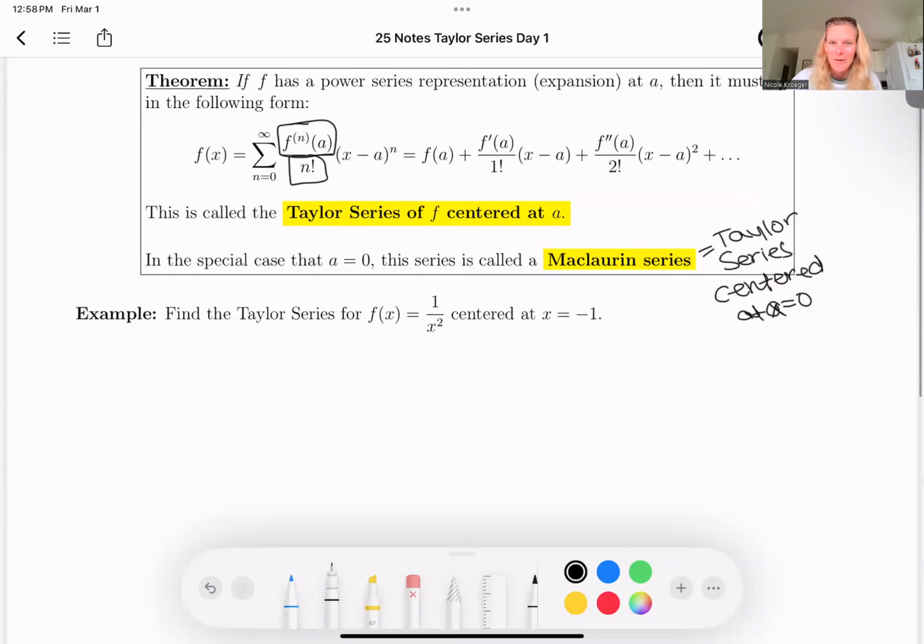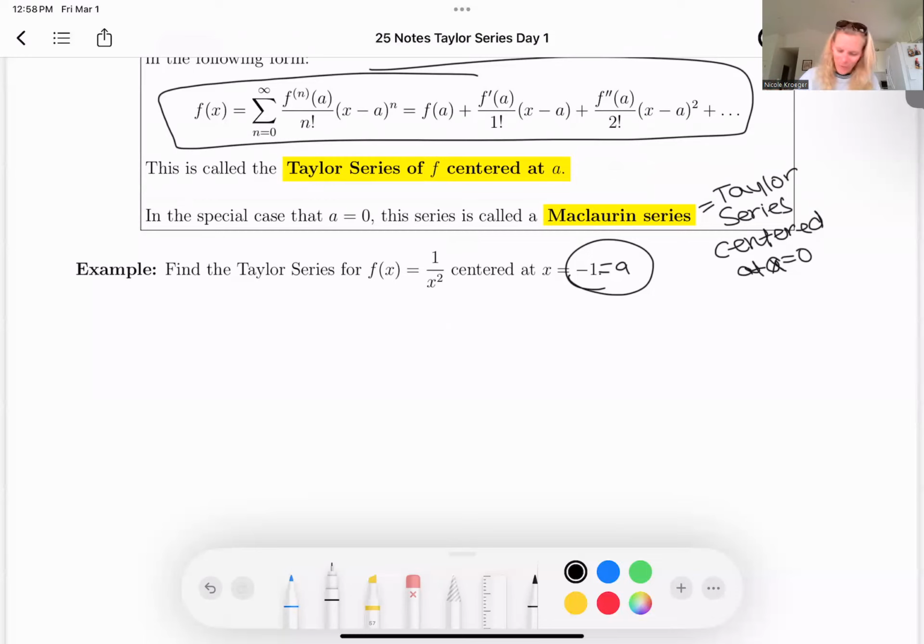So let's jump into how we do this. This problem is asking us to find the Taylor series for f of x equals 1 over x squared centered at -1. So in this case, our a value is -1. Okay, we know that all the Taylor series are going to have this form here. So let's write this form down and replace the a's with -1.